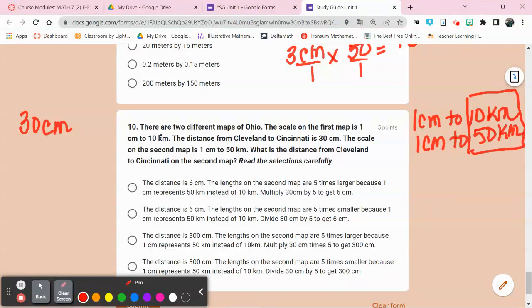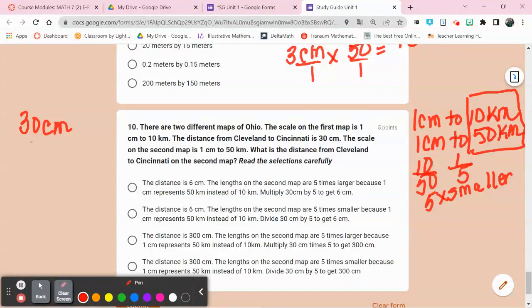I have kilometers and kilometers. I put 10 over 50. I simplify this, and 10 over 50 simplified: divide by 10. 10 divided by 10 gives me 1. 50 divided by 10 gives me 5. So the new one is 1/5 the size. So it is smaller. It is 5 times smaller. Okay? 5 times smaller, because there's a 1 on top. It's 1/5 the size or 5 times smaller. So I'm going to write smaller, 5 times smaller, okay?